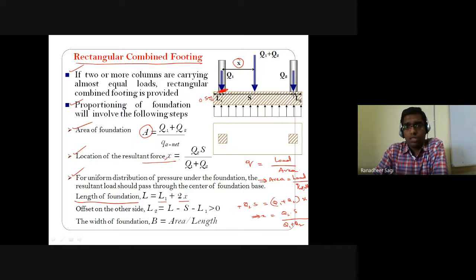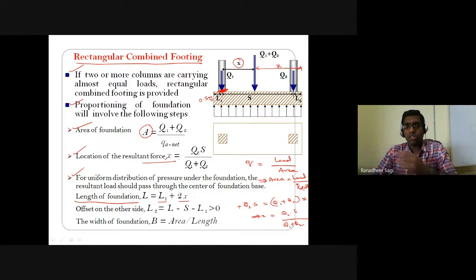And the centroidal distance, or the location of the resultant force, from the center of column 1, we call it the X distance. And the remaining distance to the other edge of that footing is also approximately another X distance. So from that we say the length of that foundation shall be equal to L1 plus X plus X, so the total put together is L1 plus 2x.